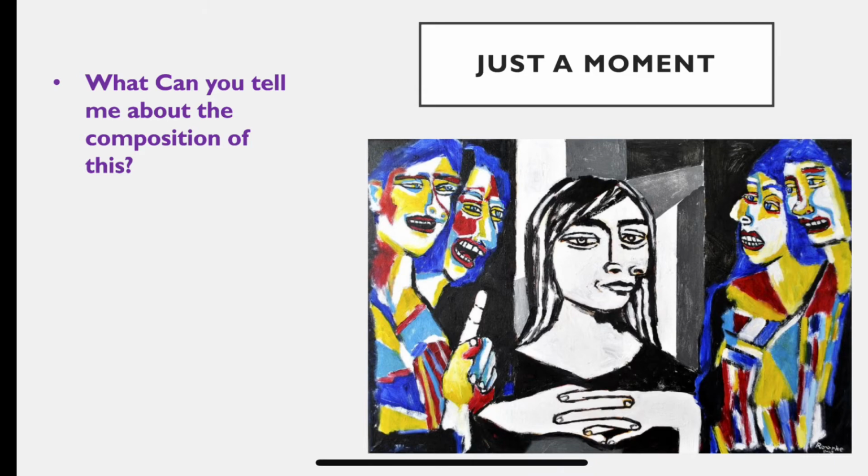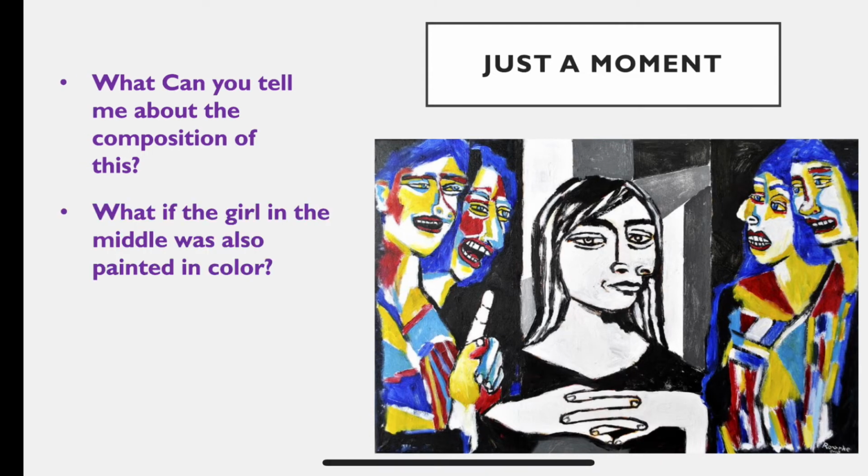You're right. I see some people in color on the sides of the painting, and I see one looks like a lady in the middle of the painting. She has her arms crossed. She's right smack dab in the middle. Very good. All right, here's kind of a weird question. What if the girl in the middle was also painted in color?